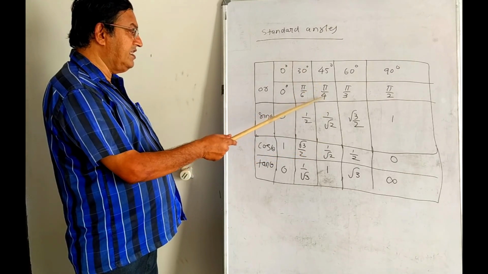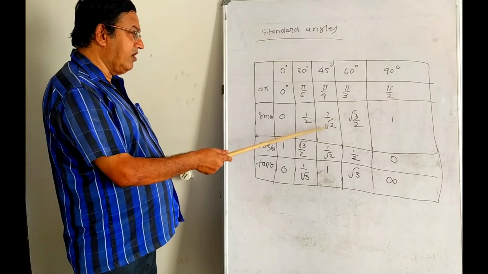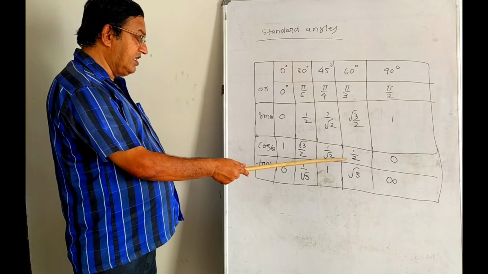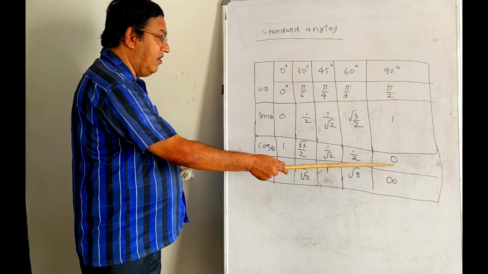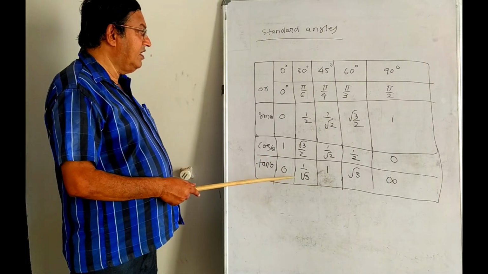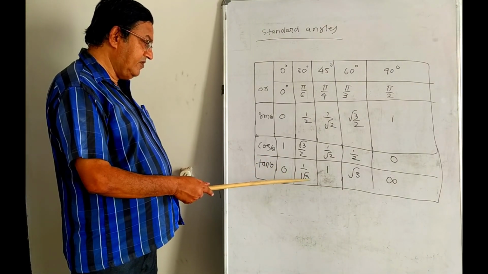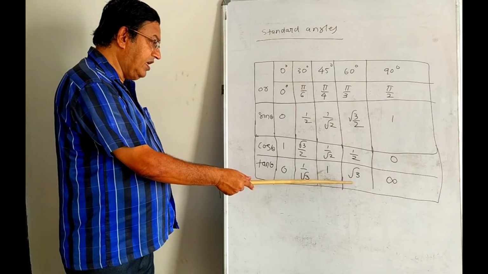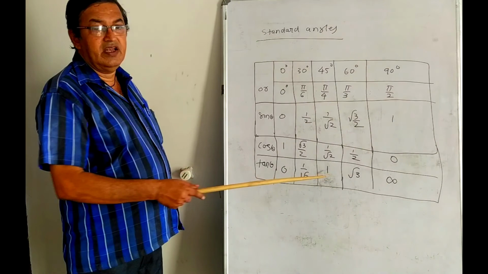Here we can see sin 45 and cos 45 both are 1 by root 2. Then sin 60 is root 3 by 2, cos 60 is 1 by 2 and cos 90 is 0. And tan 0 is 0, tan 30 is 1 by root 3, tan 45 is 1, tan 60 is root 3, tan 90 is not defined, that is infinity.